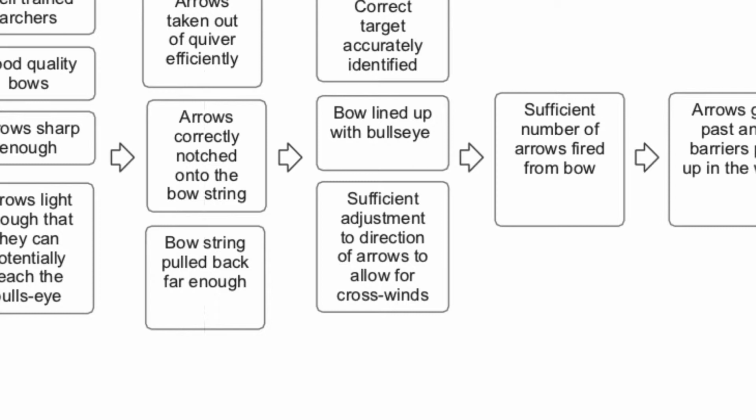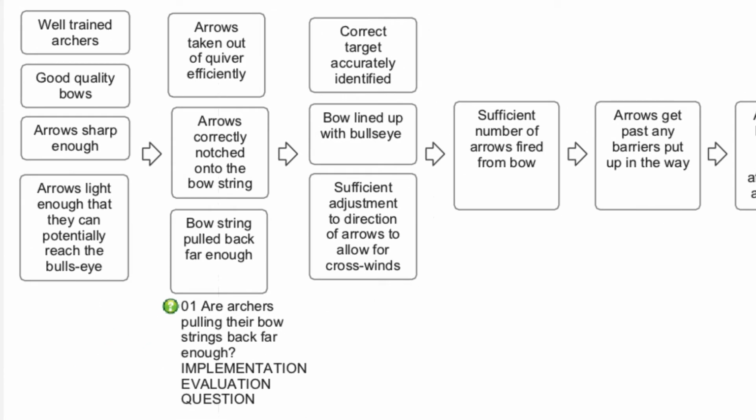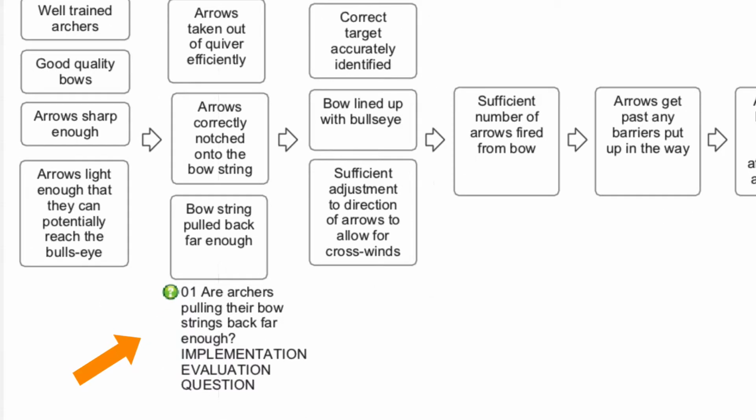Here we have a box, bowstring pulled back far enough, which is within this intervention logic. What would be an evaluation question that would relate to that box? It would be something like, are archers pulling their bowstrings back far enough? Now, because this box is low down within the logic, low down within the strategy model, then it is what we call an implementation evaluation question. If you want more information on the different types of evaluation question, look at the 3-minute outcomes video on that subject.